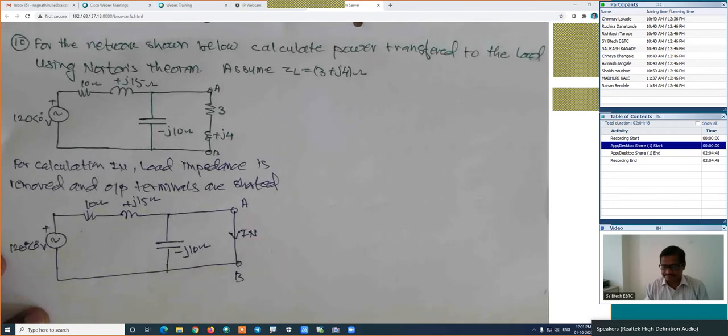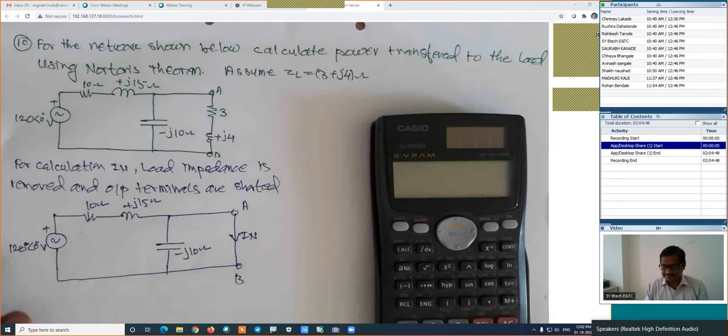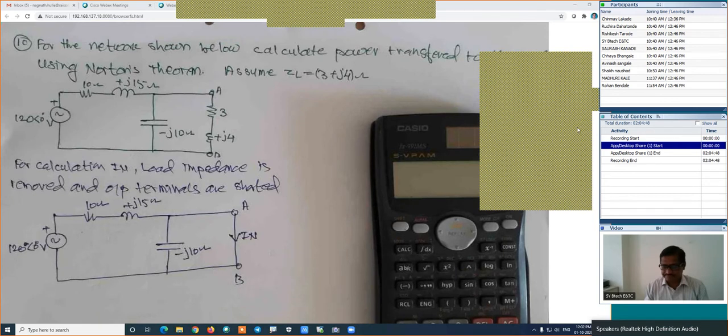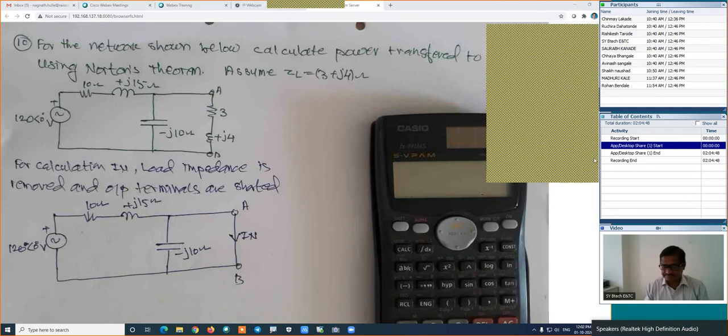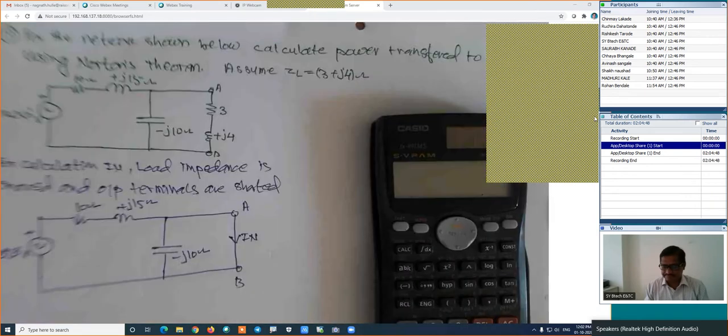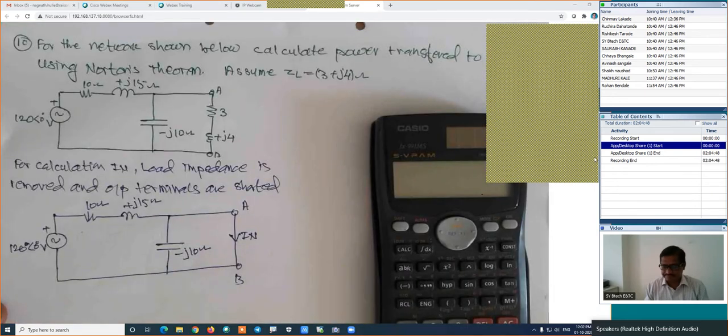I will come back to you and discuss which method we will use here. Anyone? Which method will we use for this calculation? First, we will not use nodal because here is the short circuit. Is it right? Yes, we will use mesh analysis.